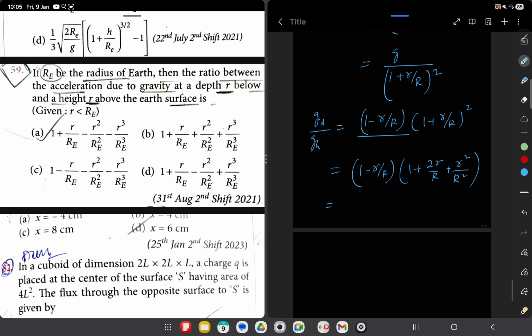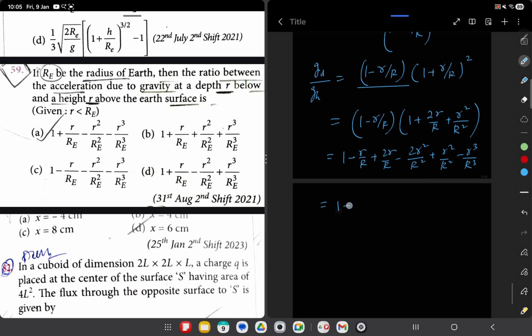So if you solve this one, 1 minus R by Re plus 2R by Re minus 2R square by Re square plus R square by Re square minus R cube by Re cube. So you easily get 1 plus R by Re minus R square by Re square minus R cube by Re cube. Option 1 is your correct answer.